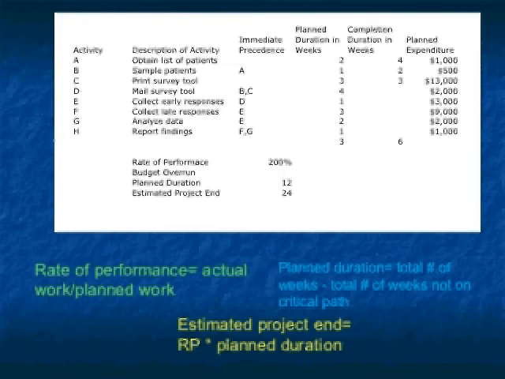Next, we are able to solve for the estimated project end. The equation for this calculation can be seen in yellow. To solve this equation, we will multiply 12 times 200%, which equals 24 weeks. This shows that the project will take twice as many weeks as expected.